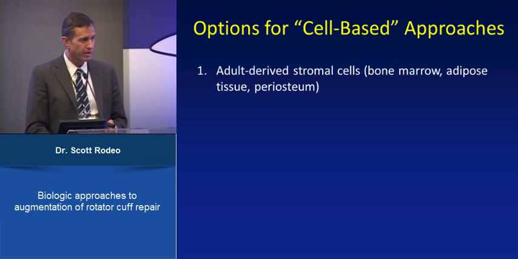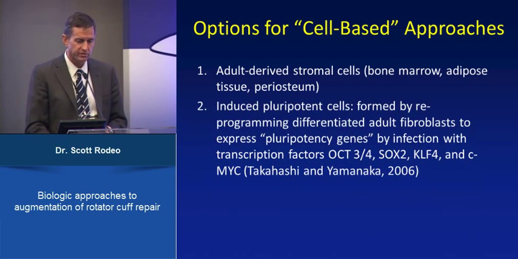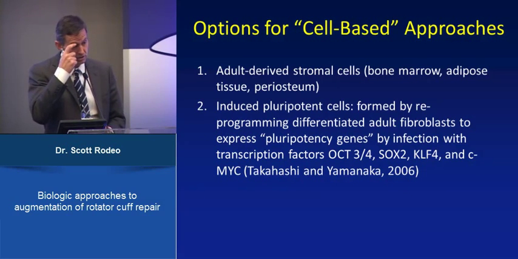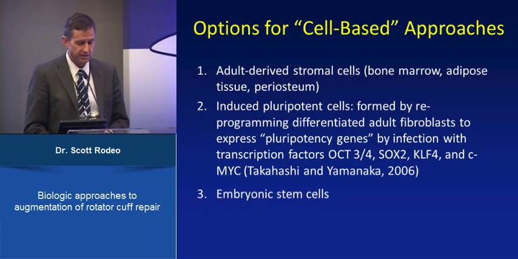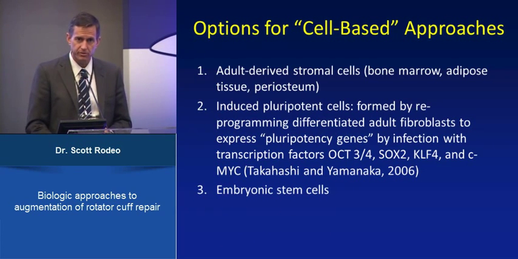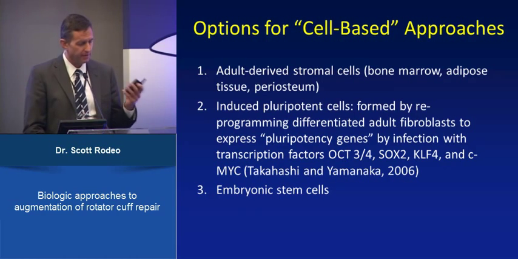In the future, we may be able to use induced pluripotent cells, which are cells formed by reprogramming differentiated adult fibroblasts, essentially taking skin cells and transfecting them with four specific genes, making these cells act like a stem cell. Certainly embryonic stem cells are another potential source. They have different ethical and regulatory issues and so are not available at this time.